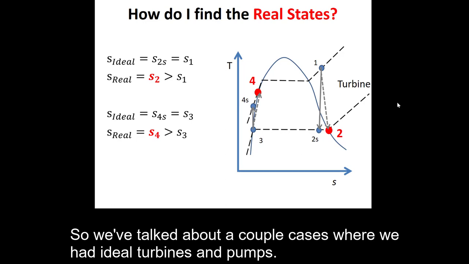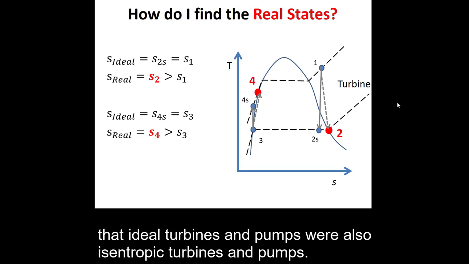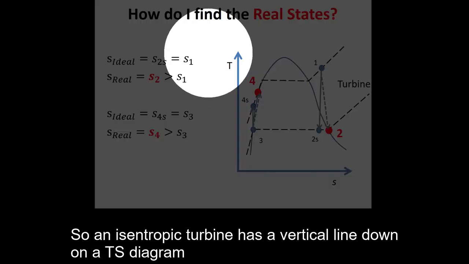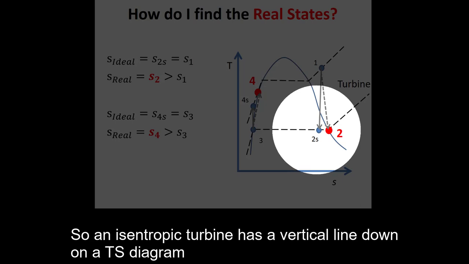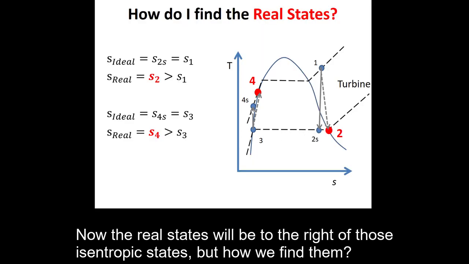So we've talked about a couple cases where we had ideal turbines and pumps. And we showed that if we made certain assumptions about these components, that ideal turbines and pumps were also isentropic turbines and pumps. So an isentropic turbine has a vertical line down on a TS diagram, and an isentropic pump has a vertical line up. Now, the real states will be to the right of those isentropic states. But how do we find them?